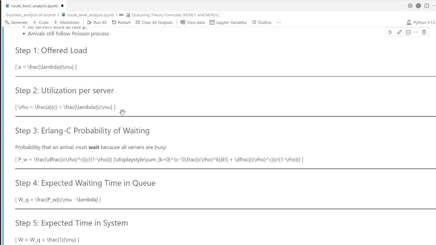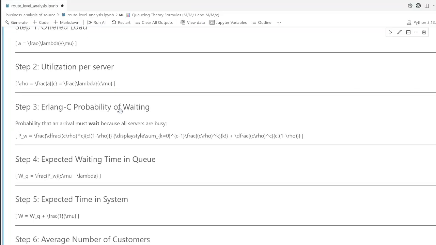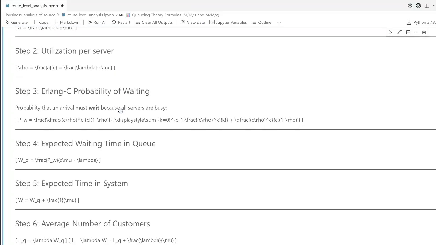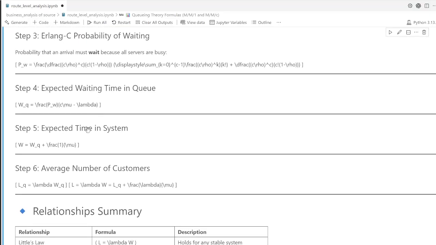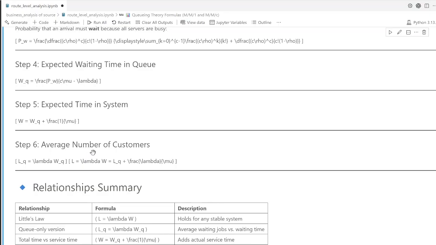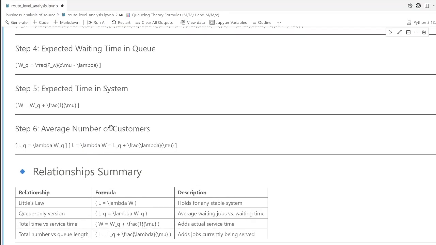Then we calculate the utilization per server, which is given by lambda over C into mu. Then we calculate the probability of waiting, PW. Then we move on to expected time in the queue, which is given by PW over C mu minus lambda. Then we move to expected time in the system, which is the WQ, which we calculated in the previous step, plus 1 over mu. WQ is the waiting time, plus 1 over mu is the average service time. And then lastly, we calculate the average number of customers, which is given by lambda into WQ.